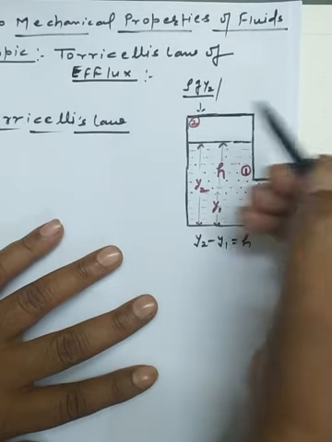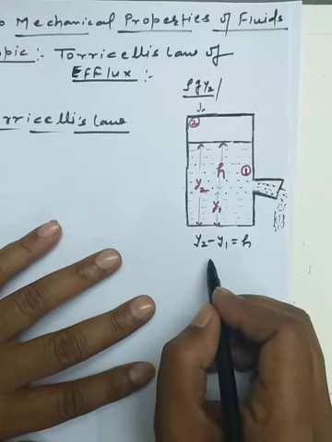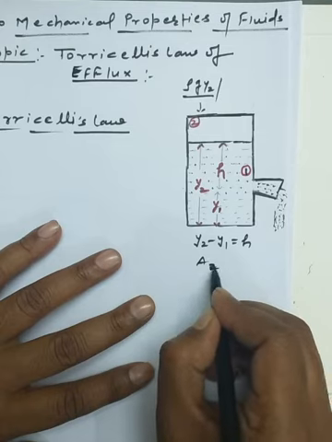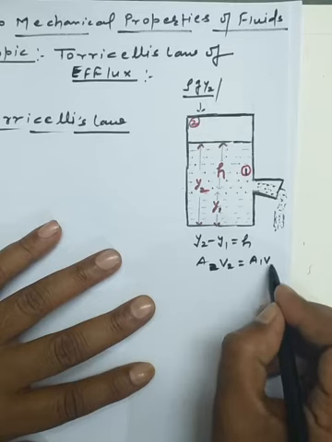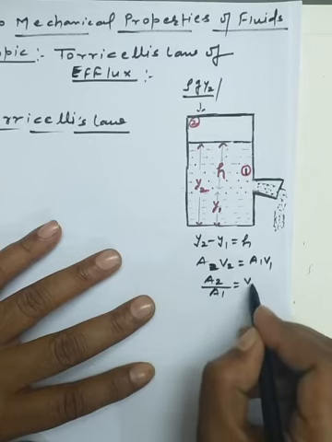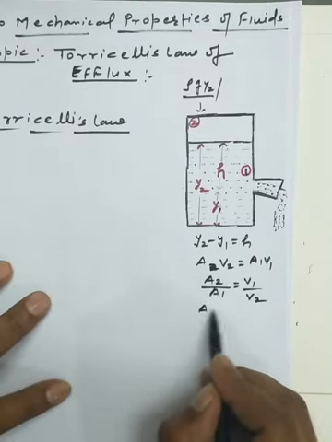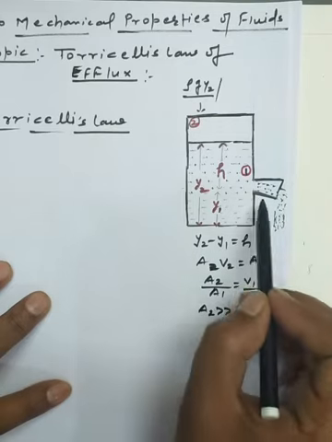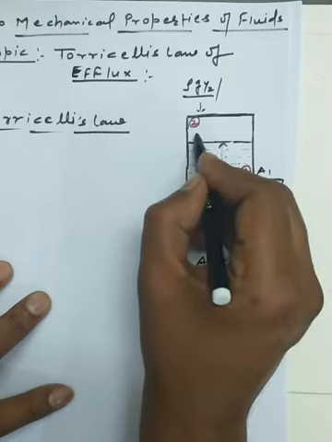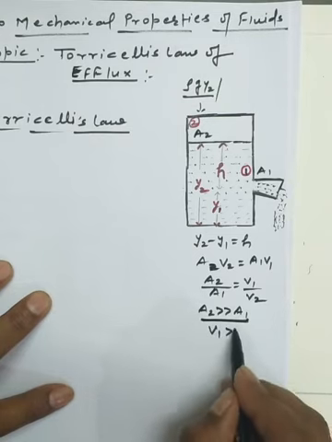Now what is the kinetic energy? Another basic assumption is that we are using the equation of continuity. So here we are assuming that a2 v2 is equal to a1 v1, and a2 upon a1 is equal to v1 upon v2. To prove this Torricelli law, one of the assumptions is that a2 is quite greater compared to a1. This portion has the area a1, and it is quite smaller compared to the area at point 2, that is a2. And as we make this assumption, we get v1 greater than v2.